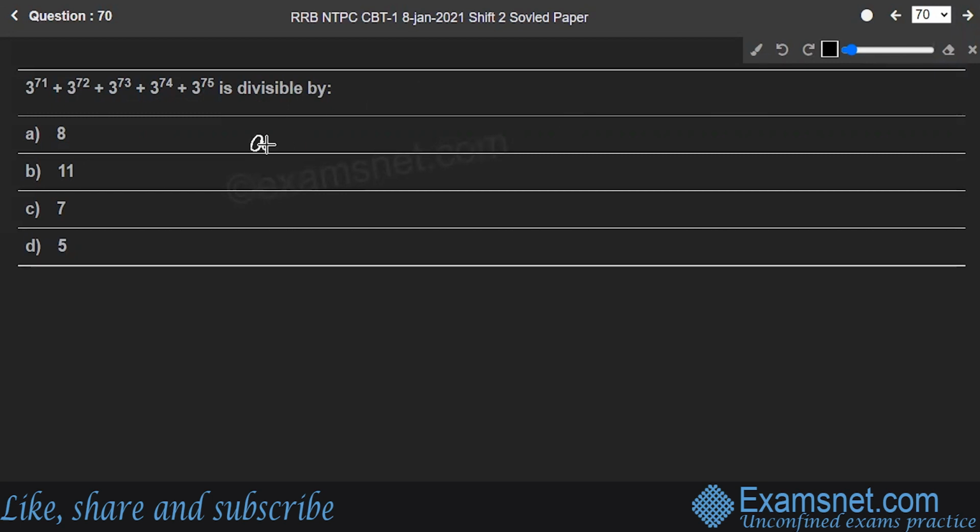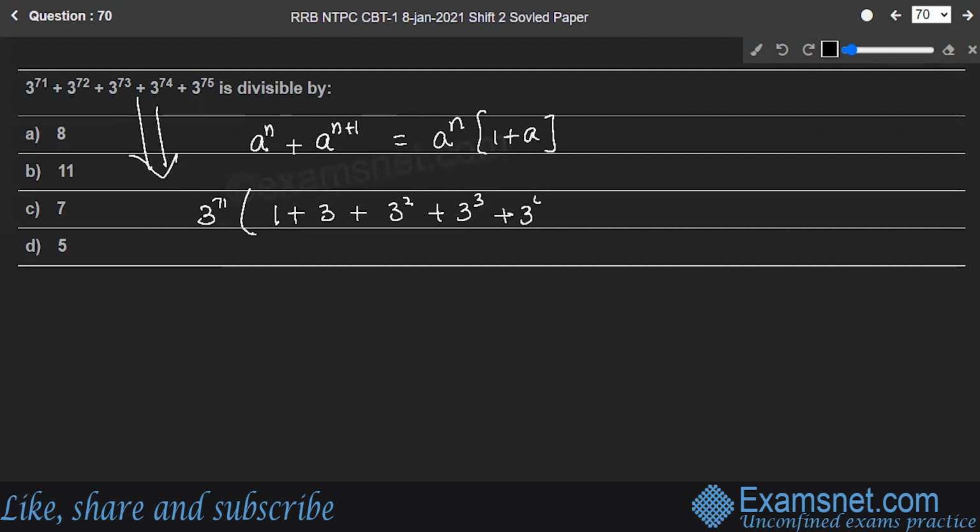And that is a raised to power n plus a raised to power n plus 1 is given by, I'll take a raised to power n common, 1 plus a. Now let's solve this problem. Okay, so the smallest one in this case is 3 raised to power 71. I'll take out that common. This will give me 1 plus 3 plus 3 raised to power 2, 3 raised to power 3, 3 raised to power 4. Now let's open it.